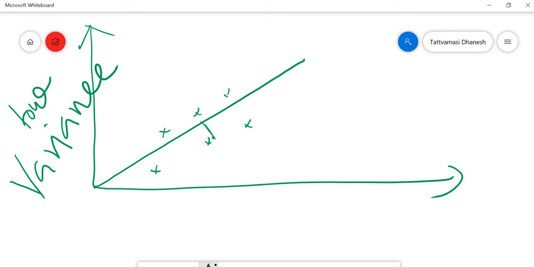Even though this linear regression line is giving a high bias for the training data, it is giving a low variance for the testing data. Very important, low variance for the testing data. For the same thing, for this testing data, I am using the second model.